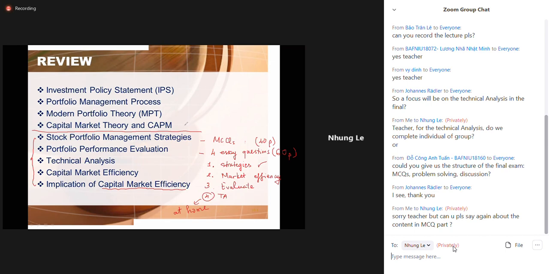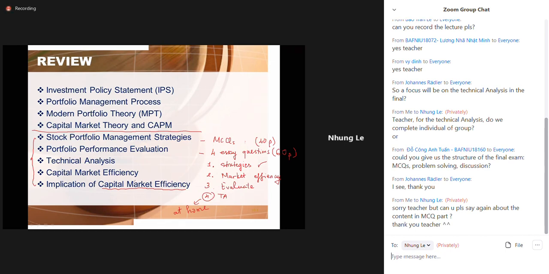Is it clear to everyone? For MCQ questions, again, I also ask you among those content, but just in a different format for the MCQ questions. And for technical analysis, you do individually, okay? Because this one is for the final exam.